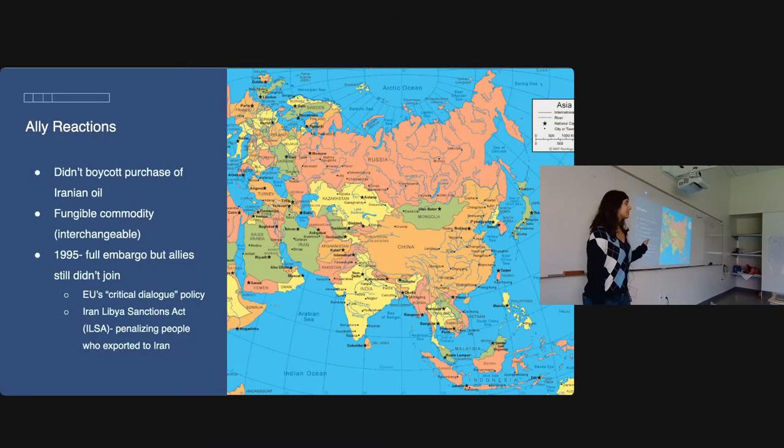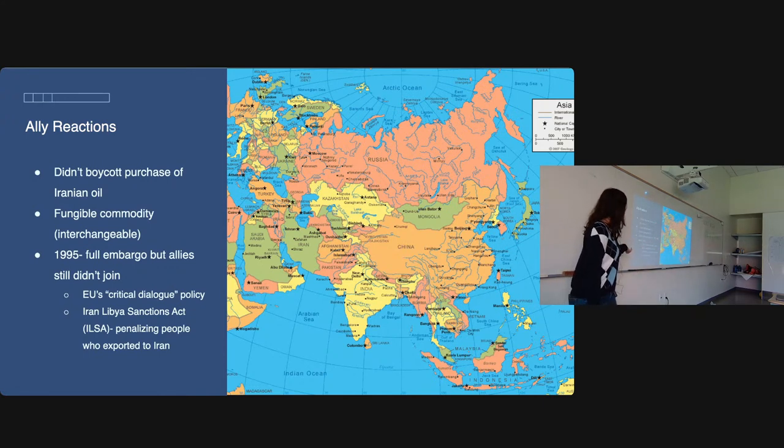So the ally reactions here are a really important thing because they hugely changed how the efficacy of the sanctions worked. First of all, although the U.S. was boycotting the purchase of Iranian oil, other countries did not. And this is pretty important because oil is a fungible commodity, which means it's interchangeable. Just because the U.S. isn't buying Iranian oil, Iran can just sell its oil to another. So that changes the effect a lot.